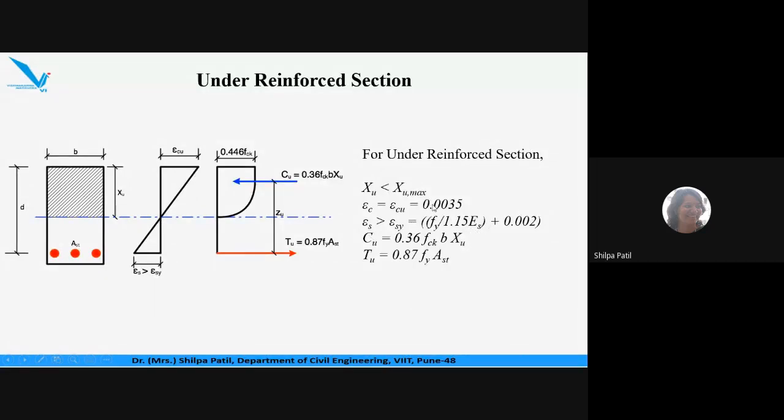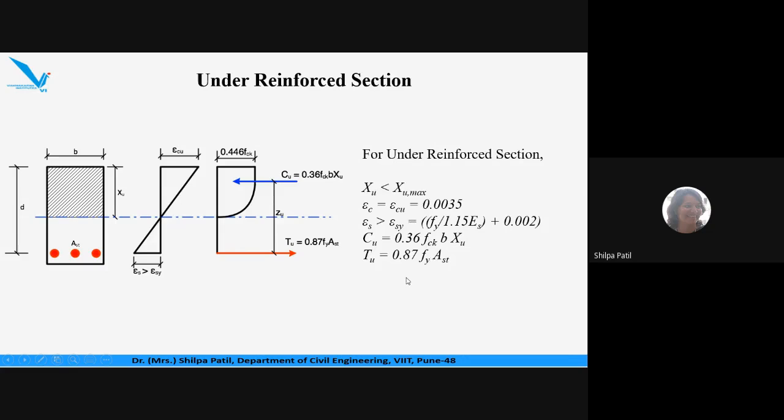So in the under reinforced section, the force of compression Cu is calculated by using this formula, that is 0.36 fck b into xu, average stress into area. The force of tension Tu is calculated by this formula, again the average stress into area of the steel, 0.87 fy into Ast. So these are the values for the under reinforced section.